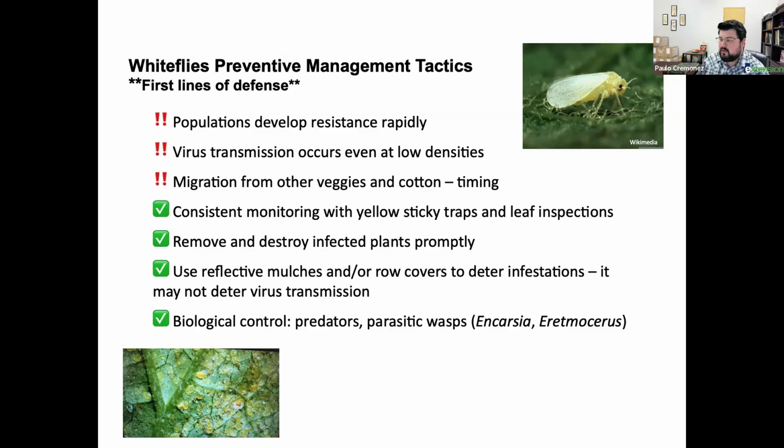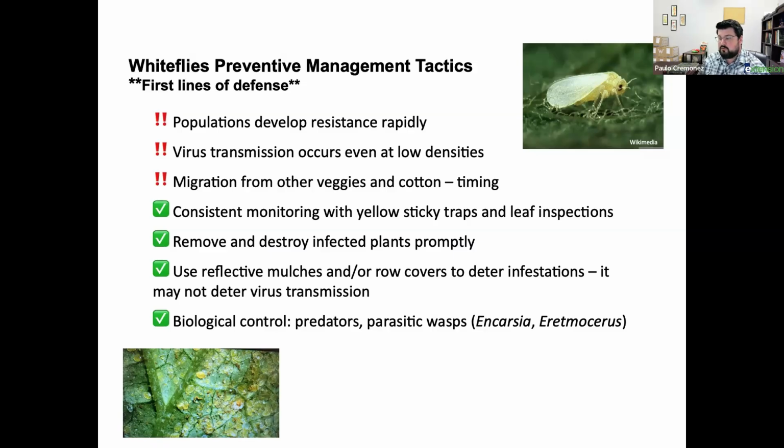Consistent monitoring is important. You can use yellow sticky traps and inspect the leaves. So if you see the first whiteflies coming up, be mindful that you have to act quickly later on, especially with hot conditions. Remove and destroy the infected plants promptly. This can reduce a little bit of that because of the nymphs on those. Again, use reflective mulch or row covers to deter infestations. Like I say, it may not deter virus transmission, because even a small population of whiteflies can transmit that, but it will help reduce population buildup.